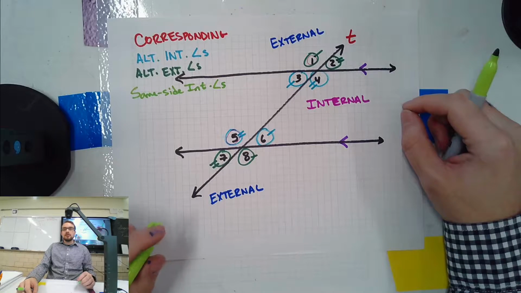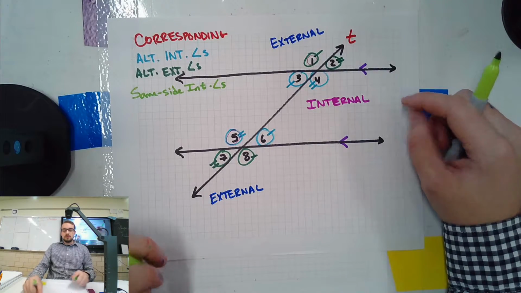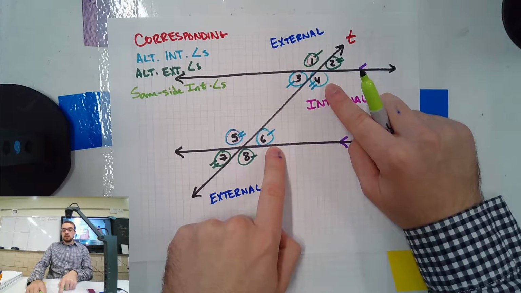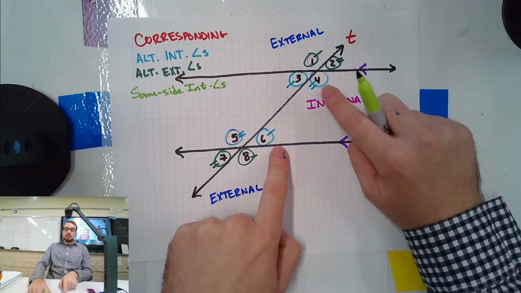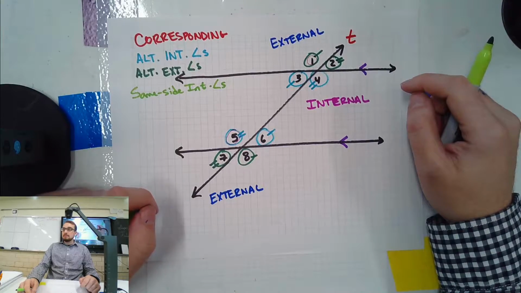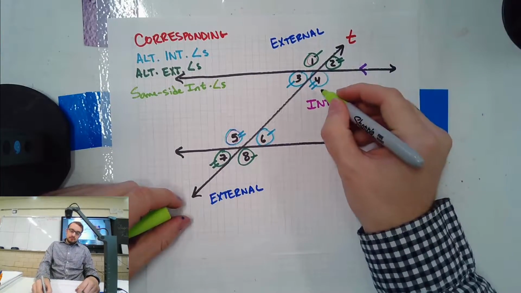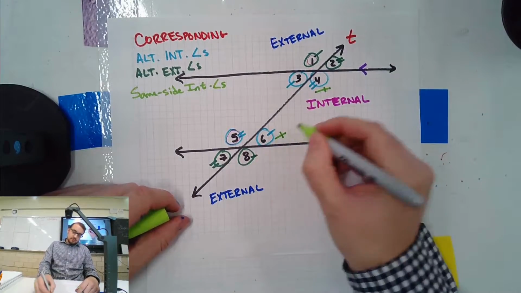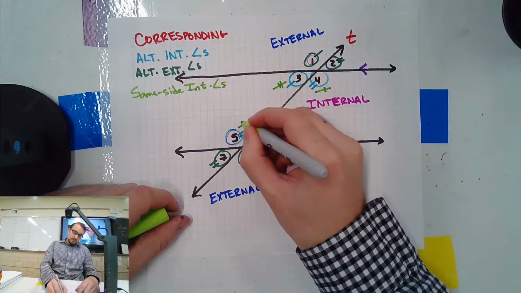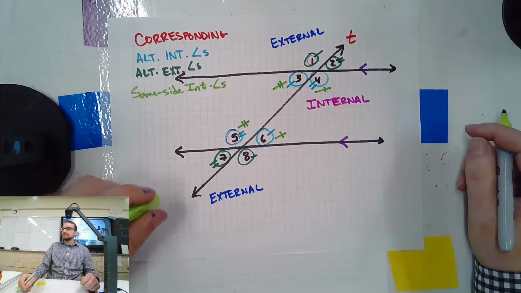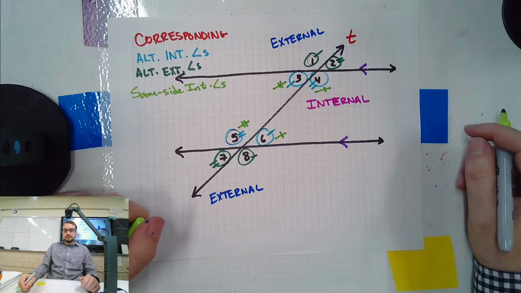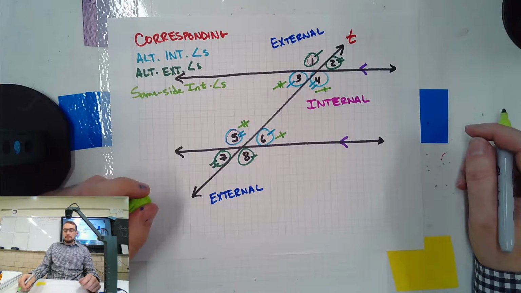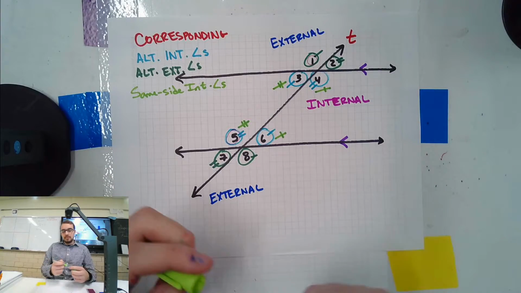Same side interior angles. Somebody give me an example other than Danny. Yeah, go ahead. 4 and 6. Same side interior. There's only one example on this side. The other example would be 3 and 5. I was thinking they had to be like equal. Nope. One is acute and one is obtuse. So those go together. Those are same side interior. Cool.